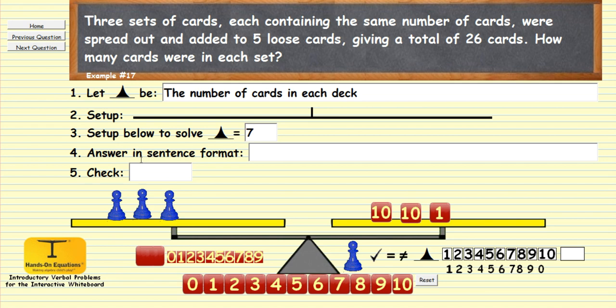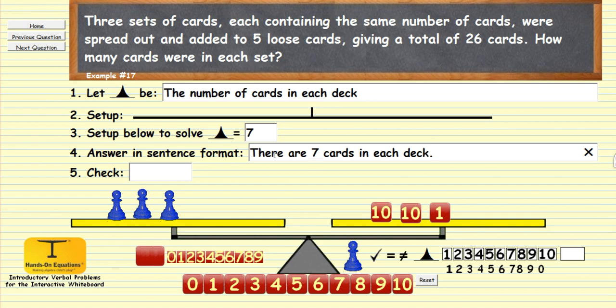We can now provide the answer in a sentence format. There are 7 cards in each deck.